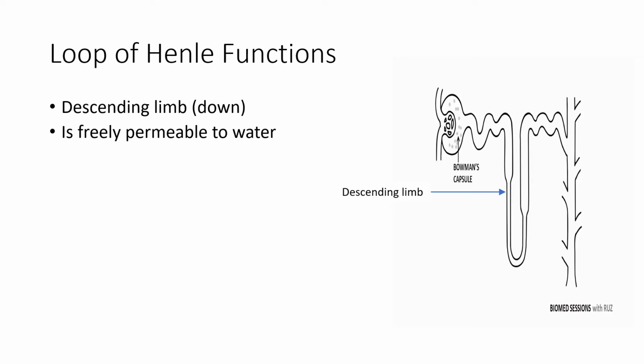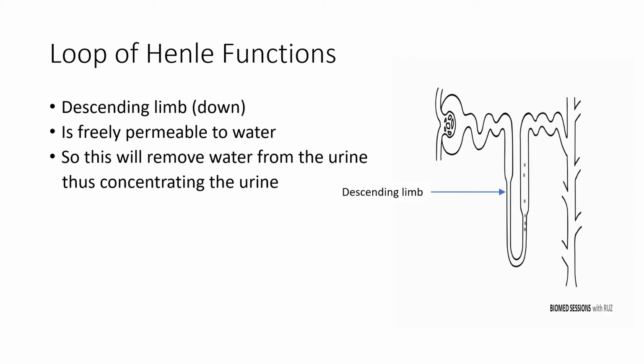This limb is freely permeable to water, so water will move from this via a semi-permeable membrane by osmosis. So this will remove water from the urine, making the urine more concentrated. This is because the surrounding tissues around the loop of Henle have a very high salt content. So this promotes the movement of water out of the descending limb into the nephron, the kidney tissue itself. So the water is reabsorbed by the body.